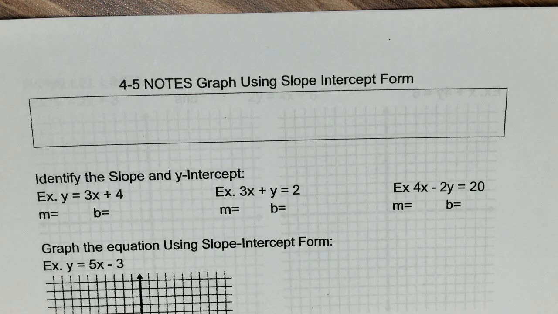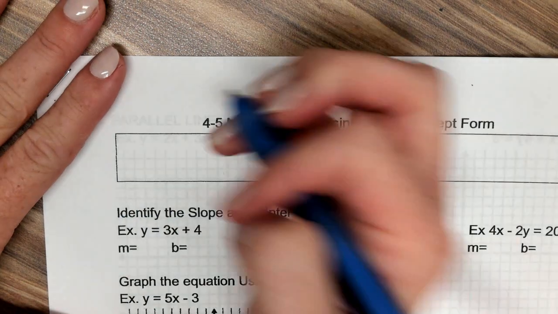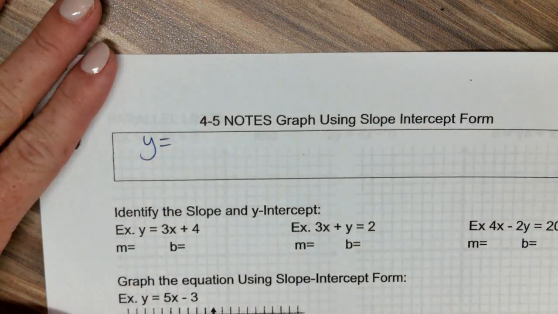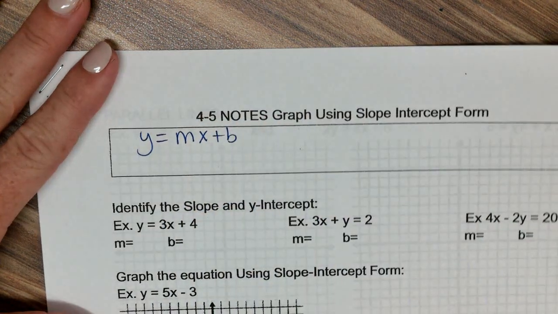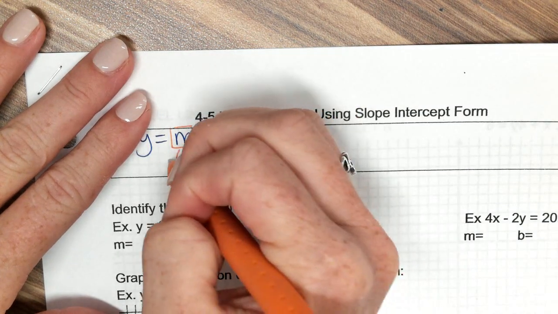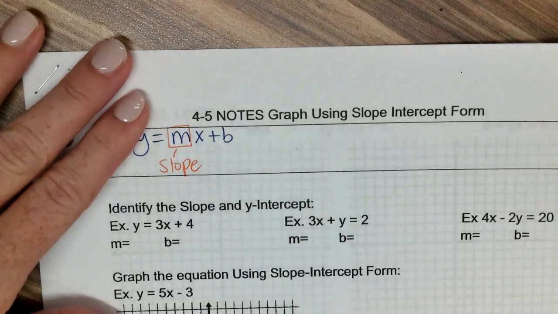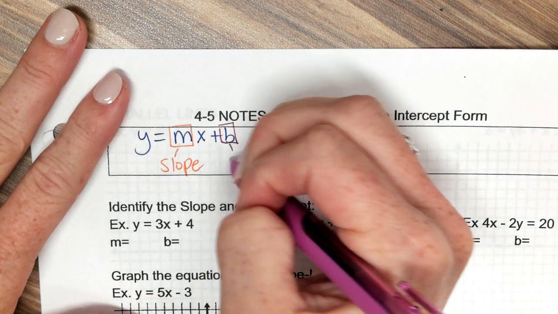To do this, though, you have to make sure your equation is in slope-intercept form. So right here, I want you to write slope-intercept form, which is y equals, who knows it? Mx plus b. Where the m is the what? Where the m is the slope. And the b is the what? Y-intercept.